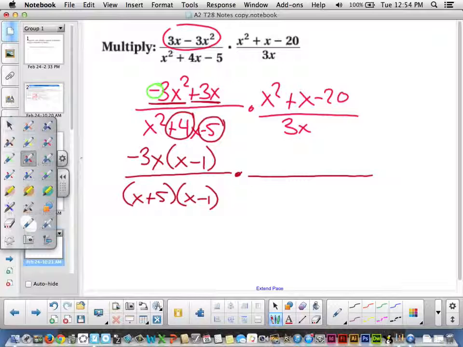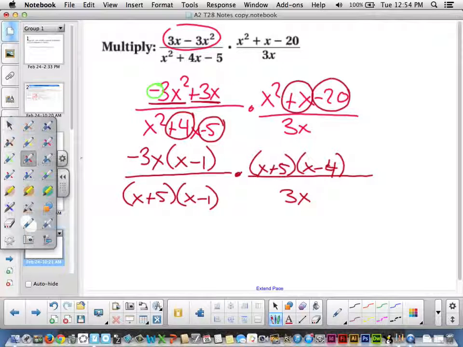Over here, we want to see what multiplies to negative 20 and adds to positive 1. Again, we're going to have x plus 5 and x minus 4, because 5 times negative 4 is negative 20, and 5 plus negative 4 is 1. The bottom is 3x. As we look for stuff that's in common, I see an x minus 1 here and here on the top and the bottom. In order to cancel, it has to be on top and bottom. Much like the x plus 5s are both on top and bottom.